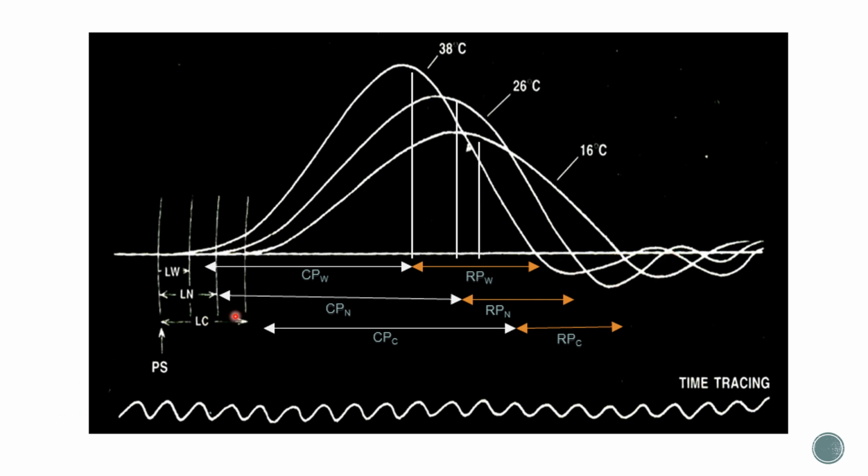LC stands for the latent period for the cold curve which we have obtained after pouring a cold Ringer solution at 16 degrees Celsius. So these are the latent periods, and as we know there are other components, that is the contraction period and the relaxation period. So here are the 3 contraction periods of 3 different graphs, and here are the relaxation periods of 3 different graphs.